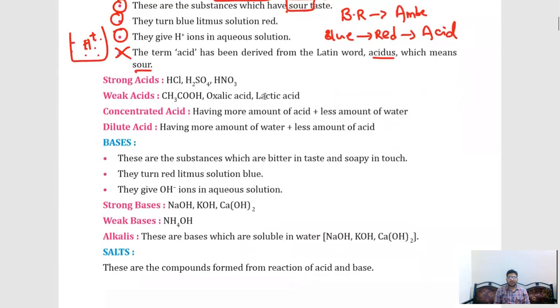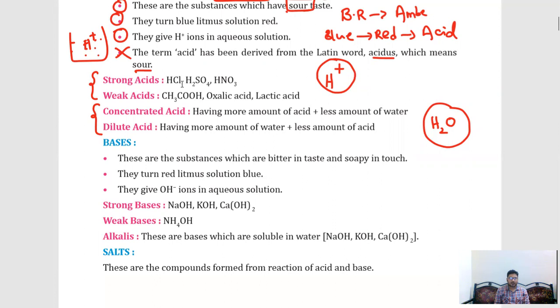And again, if you see acids, we can divide acids into different categories depending upon H plus ion concentration. Depending upon H plus ion concentration, acids are divided into two categories, strong acids and weak acids. Depending on the amount of water present, they can be divided into two categories, concentrated and dilute. What is known as a strong acid? Acids which have a huge amount of H plus ions are known as strong acids. Weak acids have the least amount of H plus ions. So if the H plus ion concentration is more, it is a strong acid. If it is less, it is a weak acid.